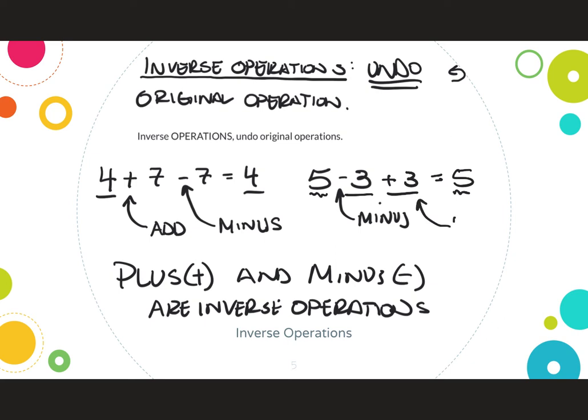Because plus undoes minus. Okay, so there's an example of inverse operations with plus and minus. Get this into your notes, by the way.